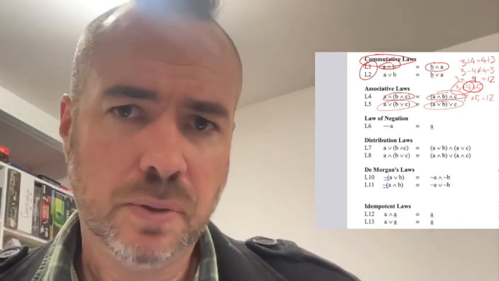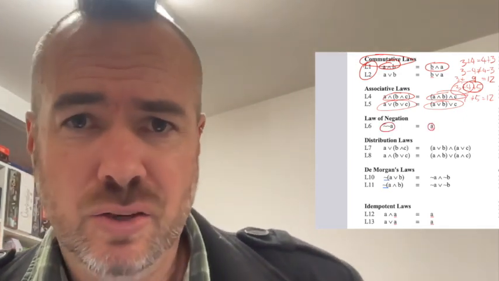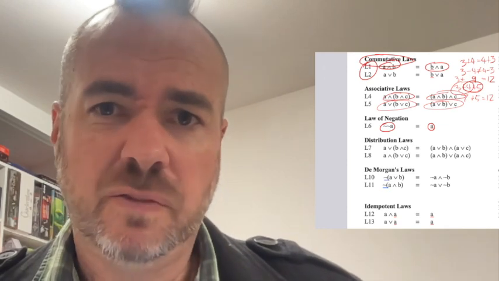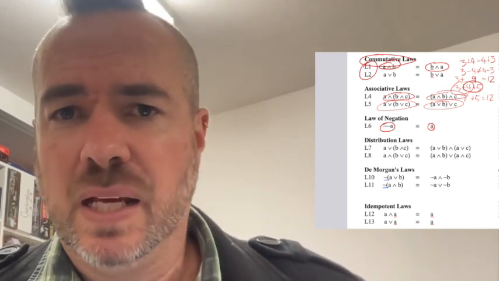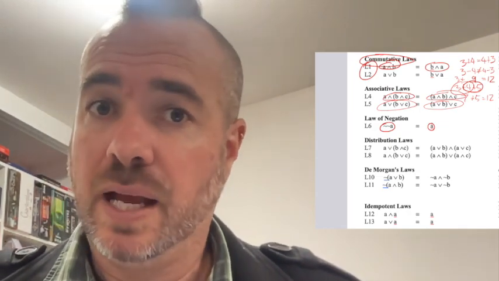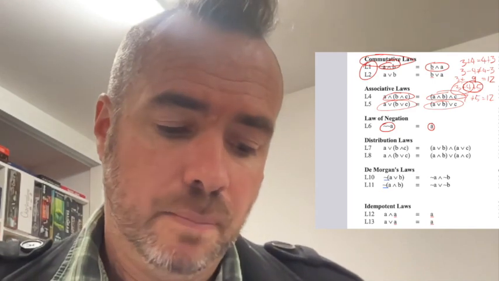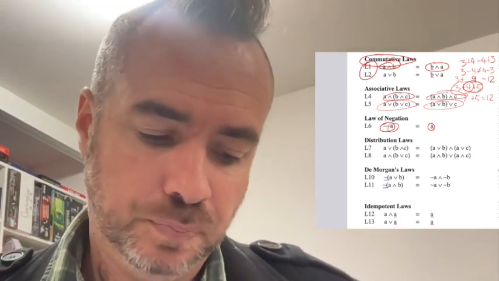Law 6 is pretty simple. I won't spend long on this. The law of negation states that NOT NOT A is the same as A. That makes sense. The NOT operator just flips our zeros and ones, and so obviously if we're flipping our zeros and ones twice, then when we flip them the second time they flip back to how they were originally. And so if we start with a variable like A and then we NOT it and we NOT it again, we're going to end up with A.